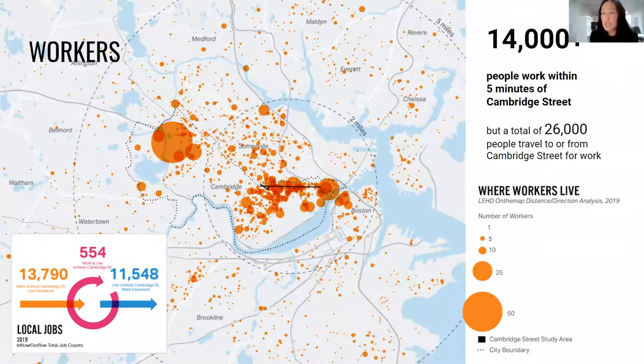However, beyond the 14,000 or so workers on the street itself, there are approximately 26,000 people who are coming in to and from Cambridge Street for work. So they're either traveling from outside or they're living around Cambridge Street and traveling elsewhere. So there's just a lot of movement of people on Cambridge Street.